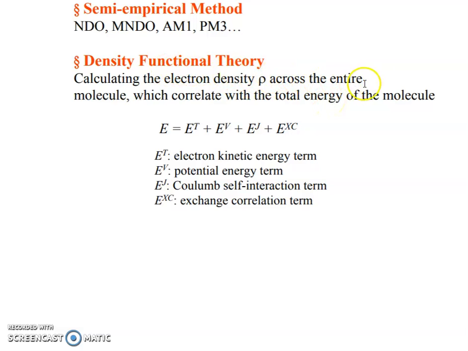In density functional theory, we have to calculate the electron density across the entire molecule, which correlates with the total energy of the molecule, like E is equal to ET plus EV plus EJ plus EXC, meaning electron kinetic energy term, potential energy term, Coulomb self-interaction term and exchange correlation term.